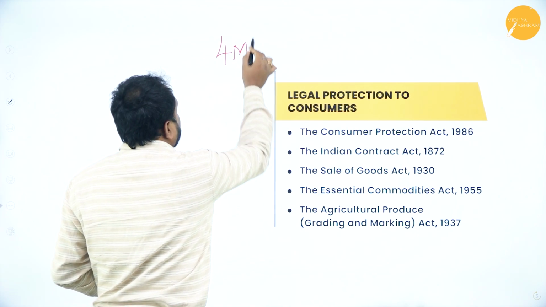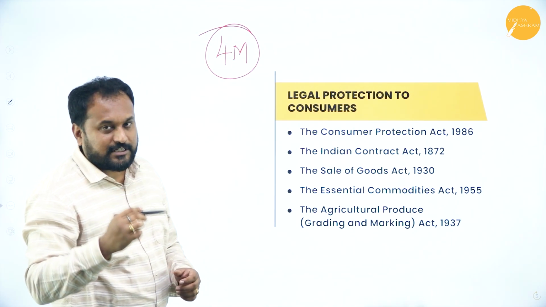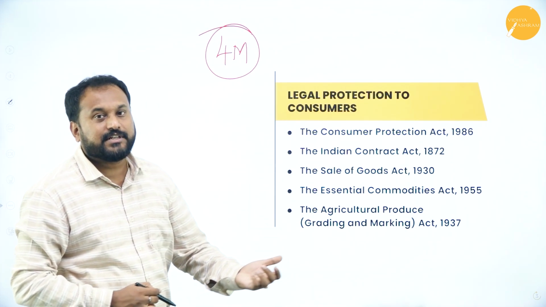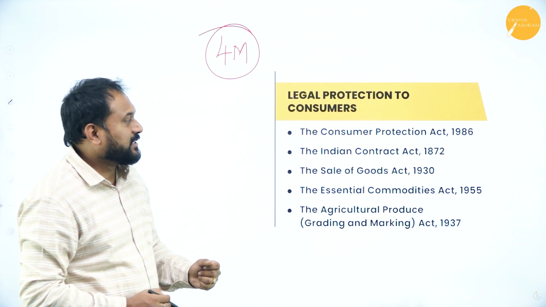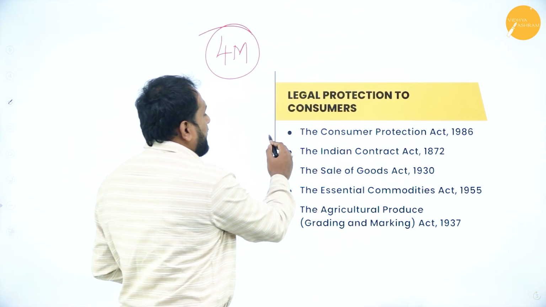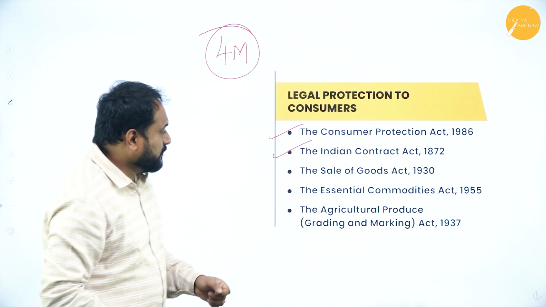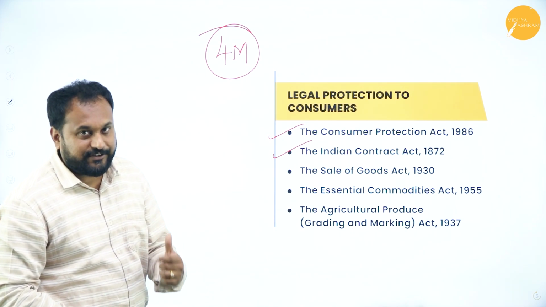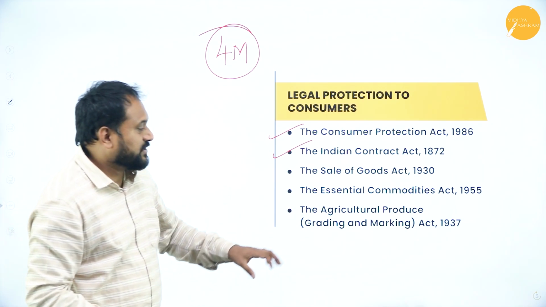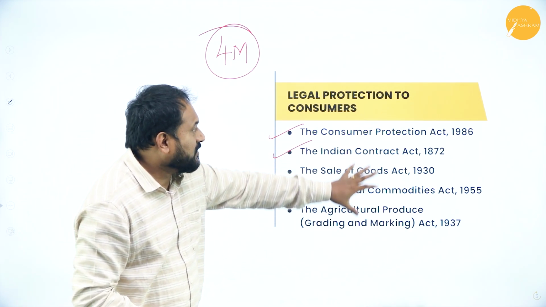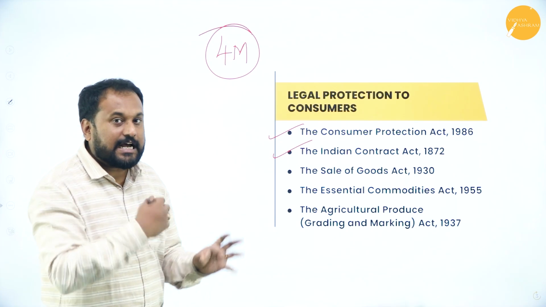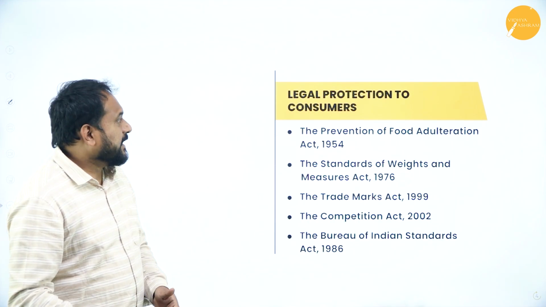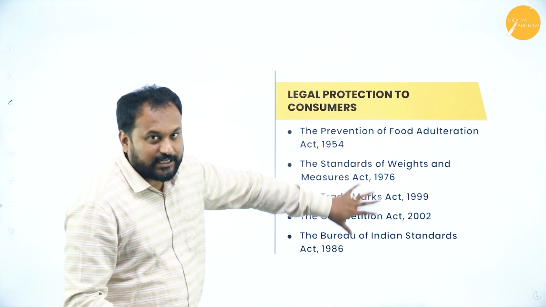Whenever you get any question for 4 marks, please write the meaning of consumer protection and then go with these things and start explaining it. I've given you 5 here, you just need to write only 4. So the Consumer Protection Act 1986, the Indian Contract Act 1872, the Sale of Goods Act 1930, the Essential Commodities Act 1955, the Agricultural Produce Act 1937. Any of these you can take, because that will legally protect the consumer from any kind of problem.